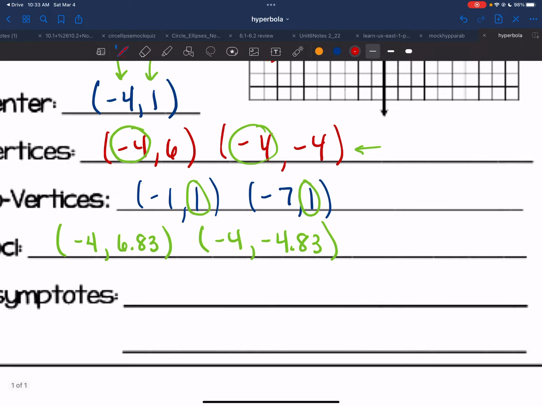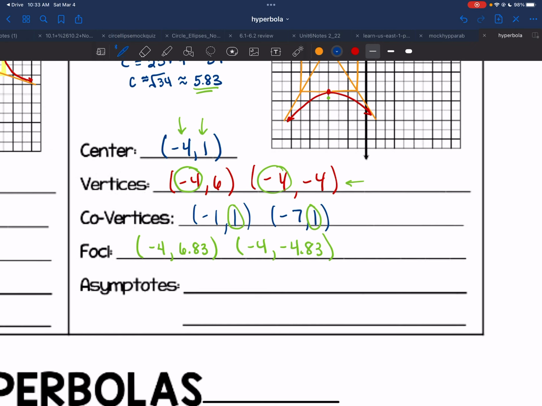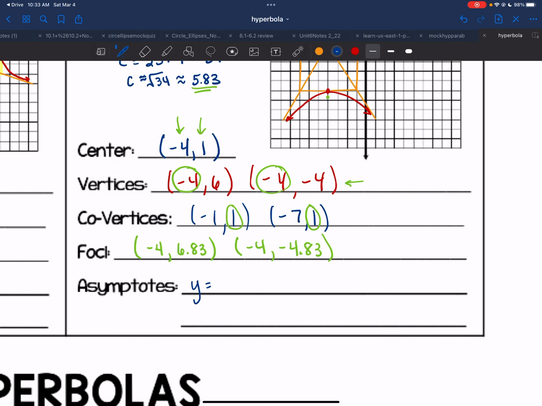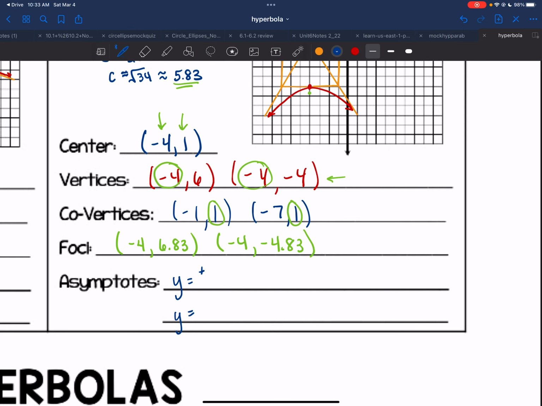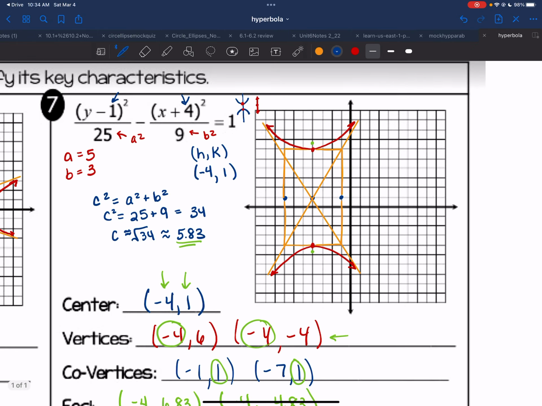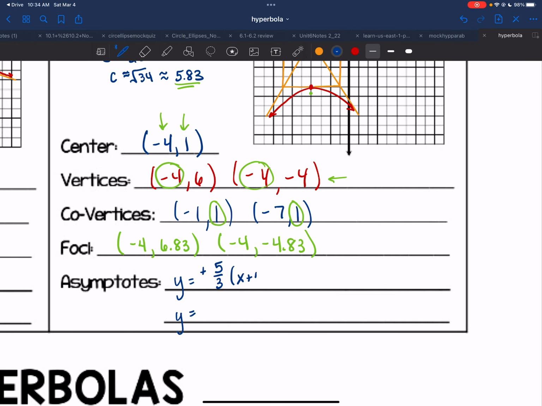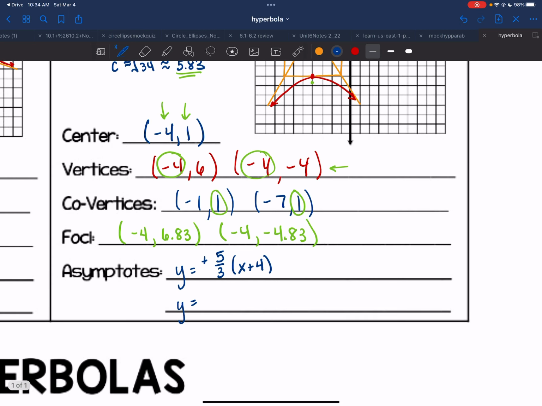Okay, is there anything else we need? Oh, we need to know the value of those asymptotes. Let's go ahead and write that out. Remember on this one, we still have plus and minus, but it's going to be A over B because it's leading with Y. So A over B is going to be 5/3. And we have X plus 4, so we're going to write it exactly how it says. And then plus K, and K is 1. So plus 1. And this will be minus 5/3, X plus 4, plus 1.